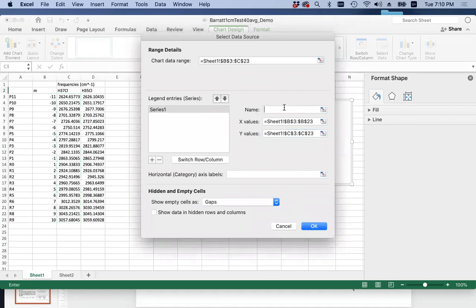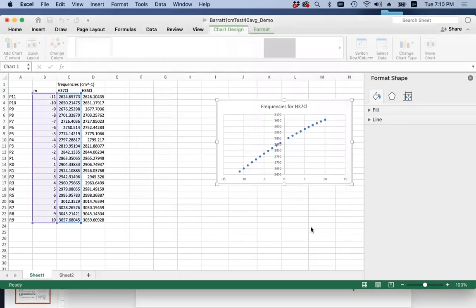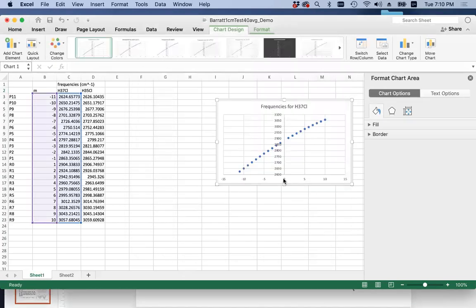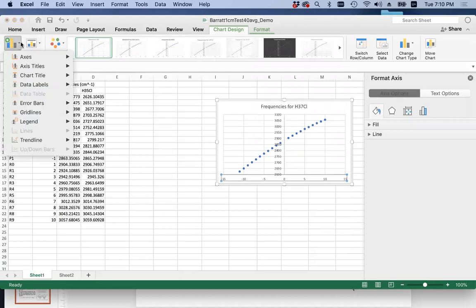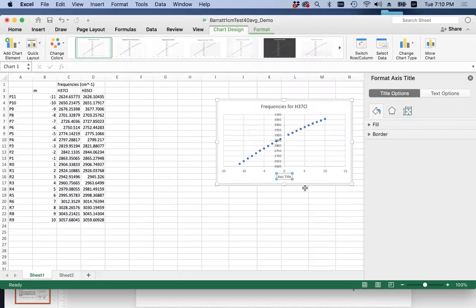Okay, and so maybe I'll call this, I don't know, frequencies for H37Cl. Okay, and let me label the axis so that we know what we're looking at. So the primary axis is going to be the M value. M is just a descriptor of the quantum number.